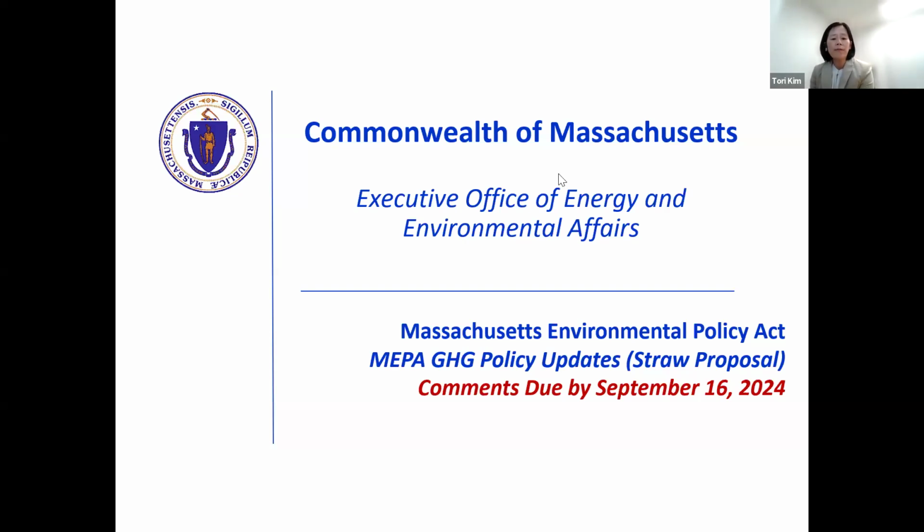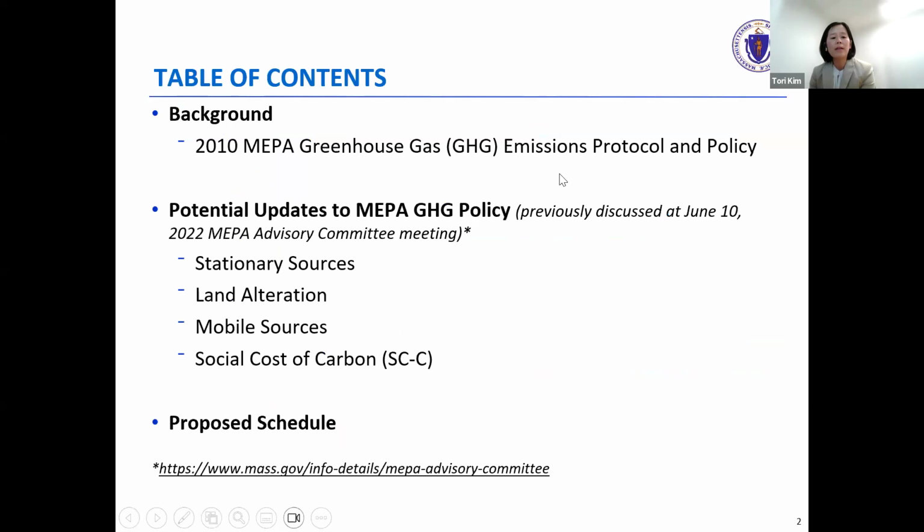Okay, so moving forward, next slide, please. In terms of greenhouse gas, as some of you may know, the existing protocol at MEPA was issued in 2010, and it's called the MEPA Greenhouse Gas Emissions Protocol and Policy. Portions of this presentation were presented 2 years ago at an advisory committee meeting in June of 2022, but there are some new components in this proposal as well.